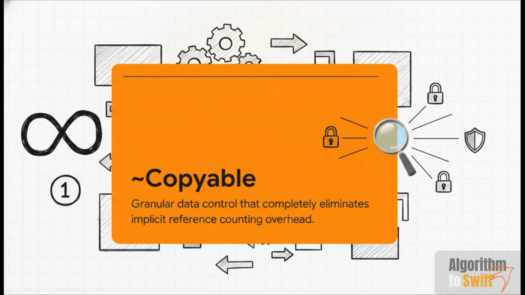Swift-6, however, introduces non-copyable types, denoted by that cool tilde-copyable syntax. This gives you, the developer, granular, deterministic control over the exact lifetimes of your data. It just completely eliminates that hidden reference counting overhead, handing you true, verifiable, constant big O of 1 resource control right at the compiler level.